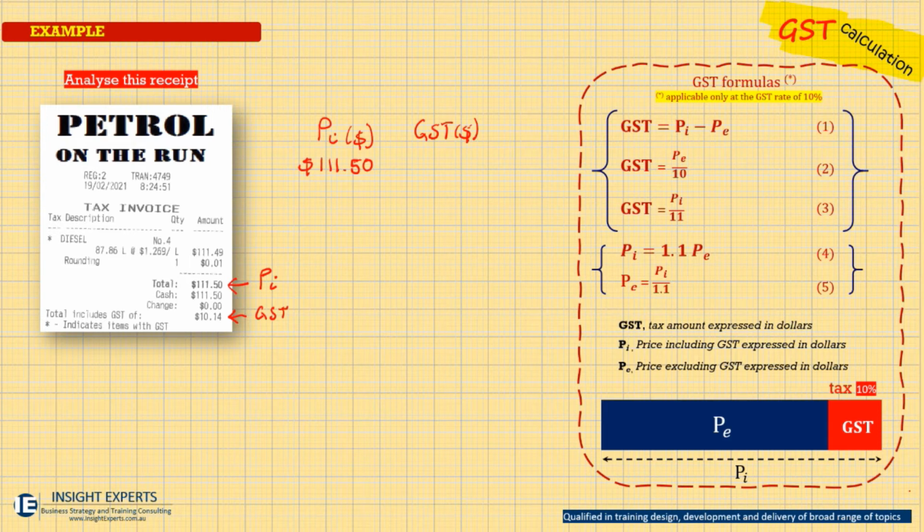So how did I actually arrive at that number? Since I have PI, if I come on the right hand side and look at equation number 3, because PI is available here. So from equation number 3, which states that the GST amount is equal to PI over 11. And that equals $111.50 over 11, which is equal to exactly $10.40, which is the GST amount.